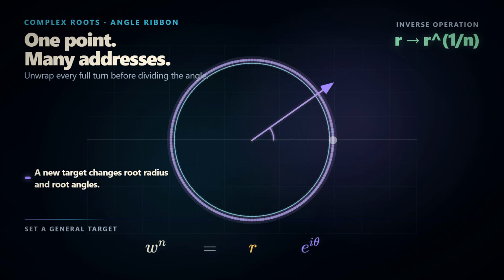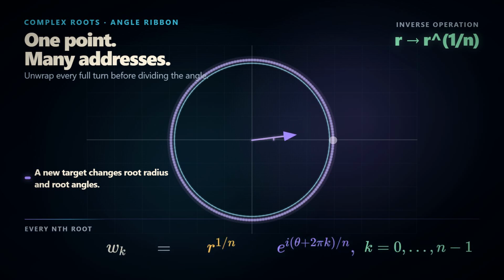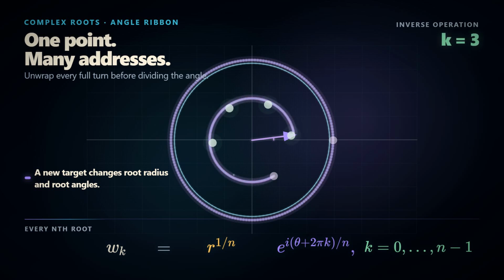Choose any non-zero target z equals r times e to the i theta, with r positive, and seek w to the n equals z for a positive integer n. Write every answer as w sub k equals r to the 1 over n times e to the i times (theta plus 2 pi k) over n. Advance k through 0, 1, up to n minus 1. Collect exactly n distinct roots. The next k repeats the first direction.